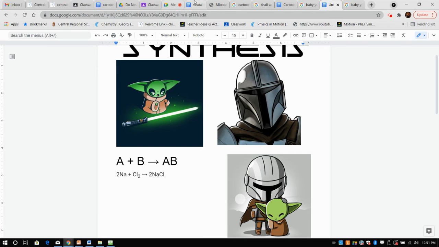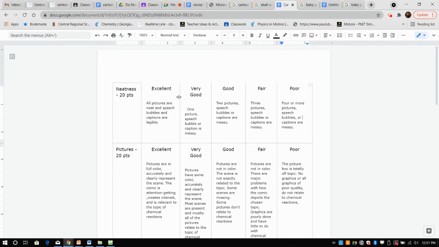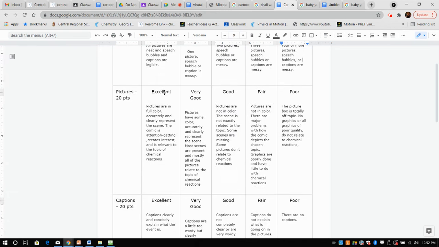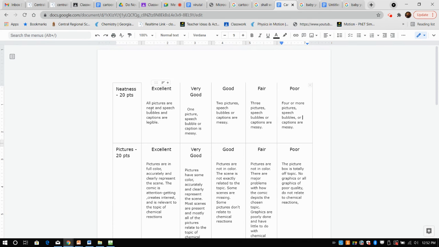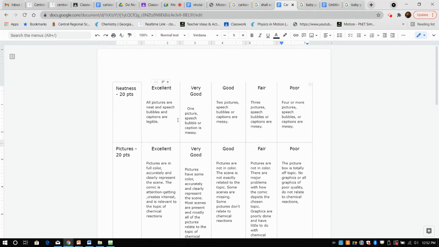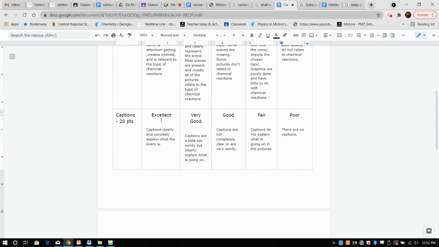And also attached to this on Google Classroom, I have a rubric that goes along with it. So to get 100, you want to make sure you're in the excellent range for all this. Now, it does say here that speech bubbles are clearly neat and legible. You don't necessarily need speech bubbles, but if you want to add to it to make it something a little humorous, that is fine. That would work. And kind of go through it.